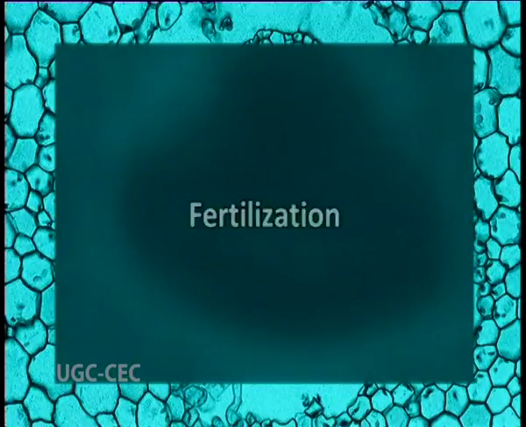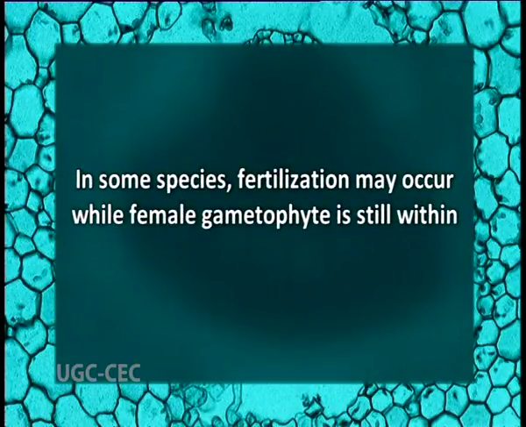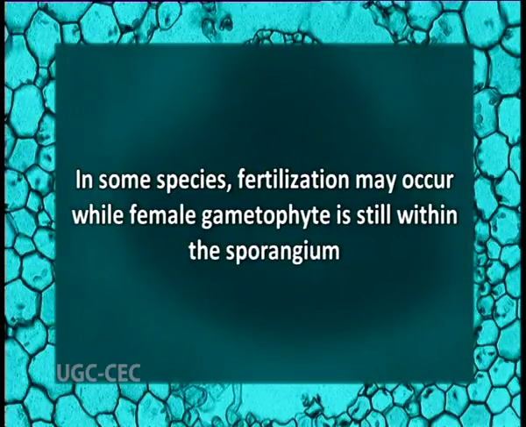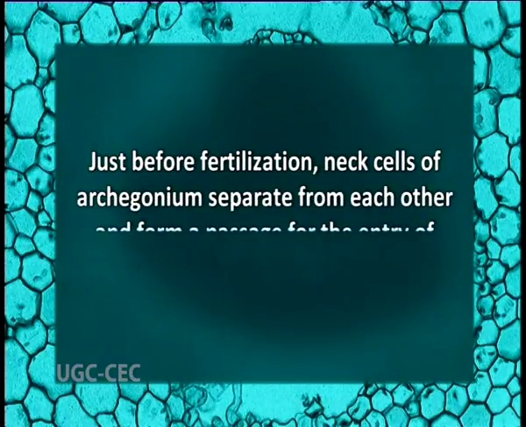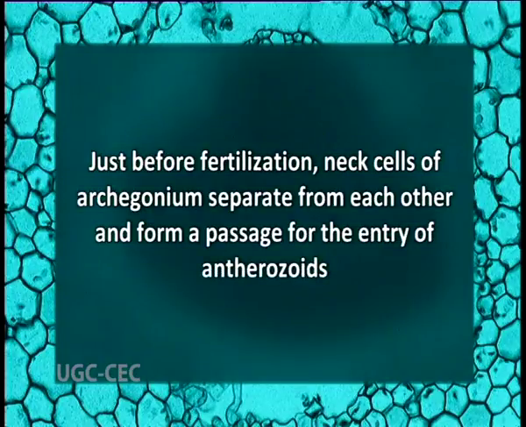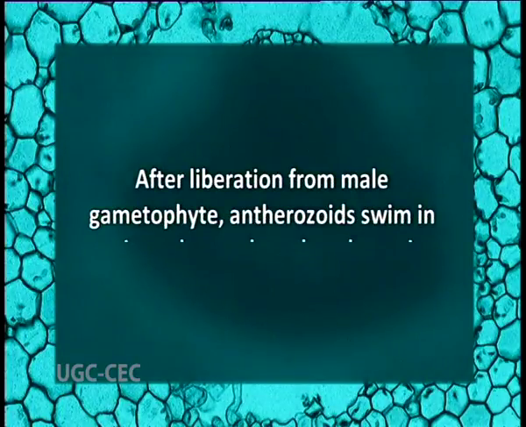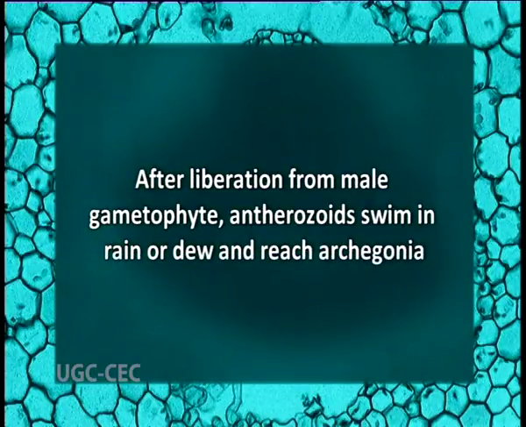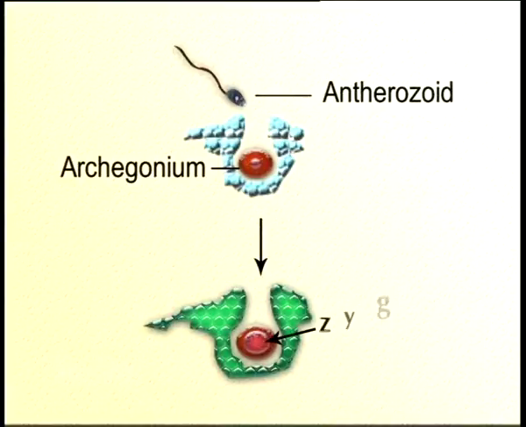Now, fertilization. Fertilization usually takes place after the megasporangium has fallen on the soil, but in some species it may occur while the female gametophyte is still within the sporangium. Just before fertilization, the neck canal cells of the archegonium separate from each other and form a passage for the entry of antherozoids. After liberation from the male gametophyte, the antherozoids swim in rain or dew water to reach the archegonia. Usually only one antherozoid enters the archegonium and fuses with the egg to form a diploid zygote.